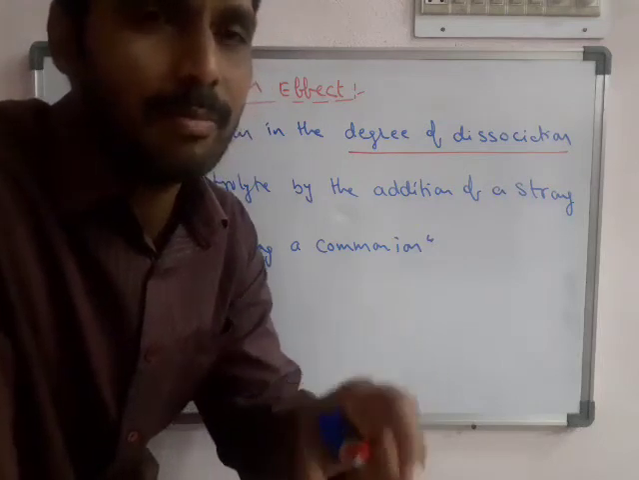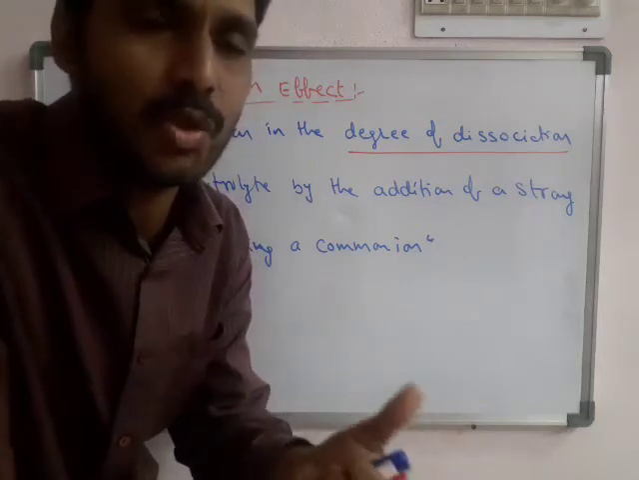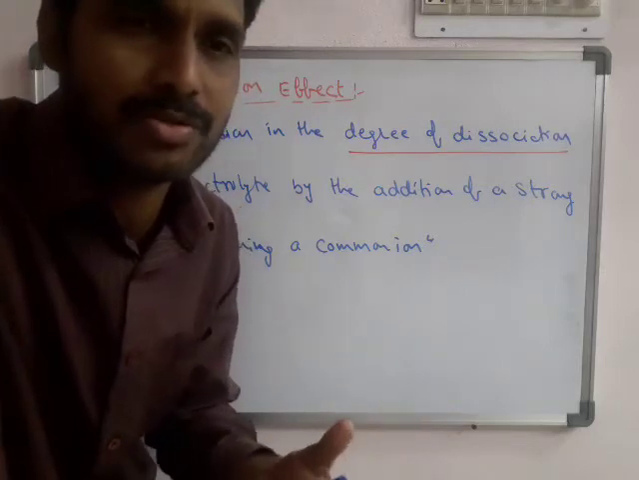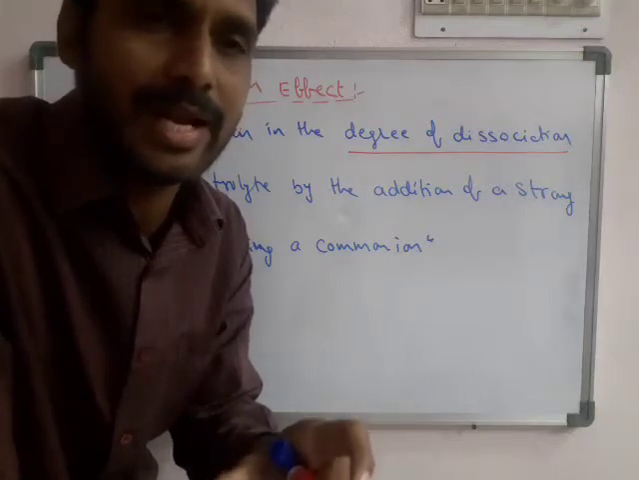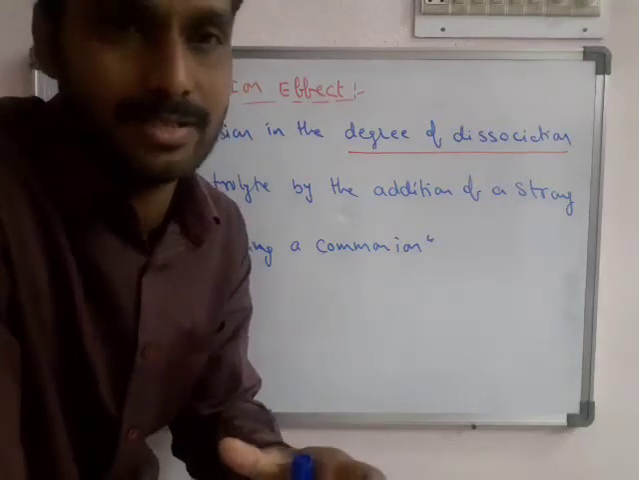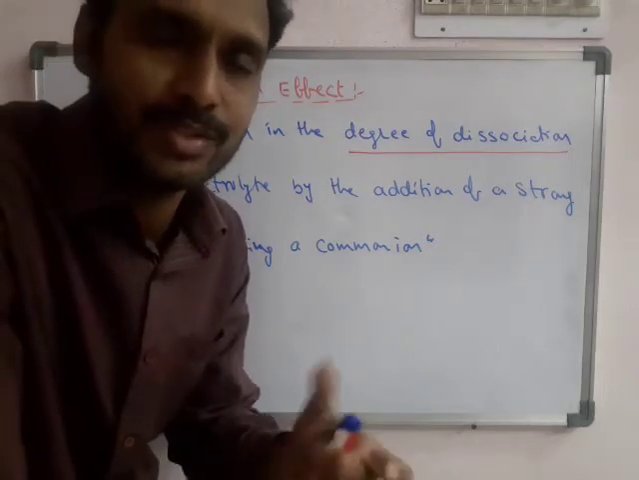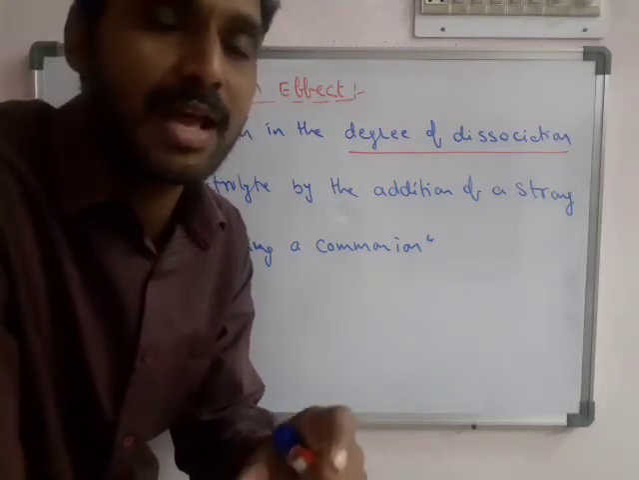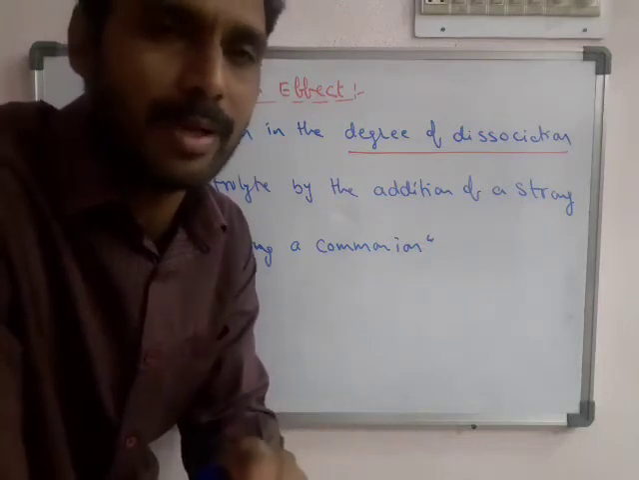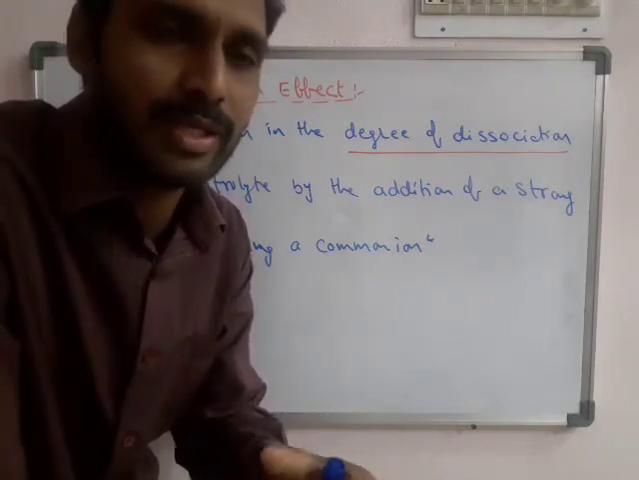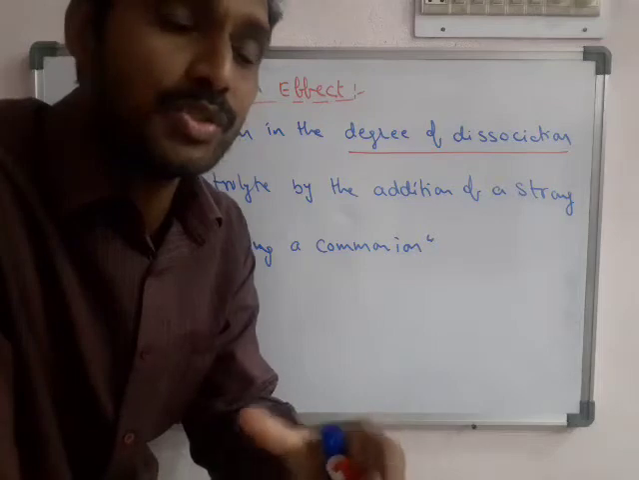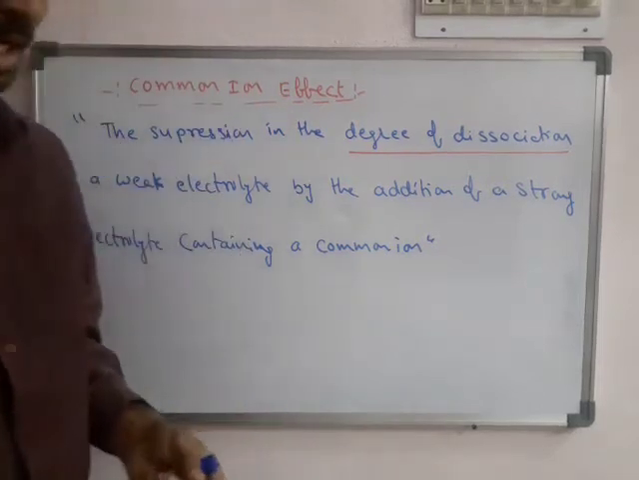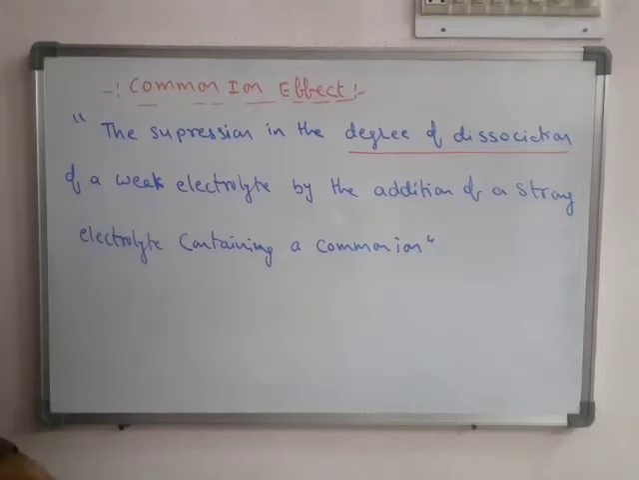So again, by the addition of an external compound, we are adding an extra solution. Which type of compound are we adding? We are adding a strong electrolyte, like a strong acid or strong base, which is having a common ion in it. If we add a strong electrolyte having a common ion, automatically the already low degree of dissociation of the weak electrolyte becomes even less. That is known as the common ion effect. Okay, so we see an example for it.